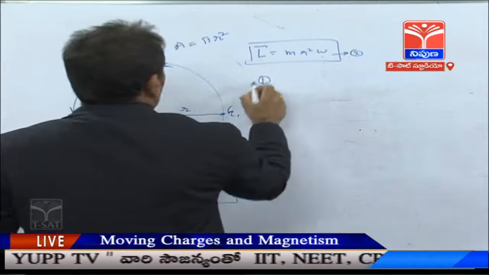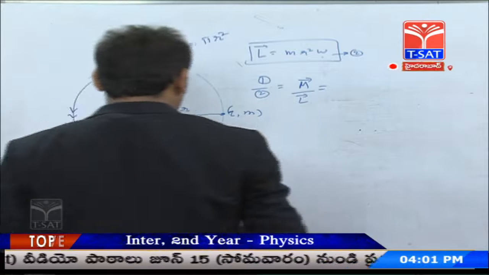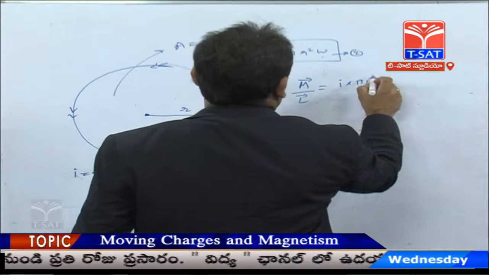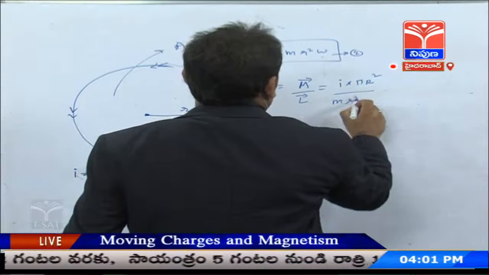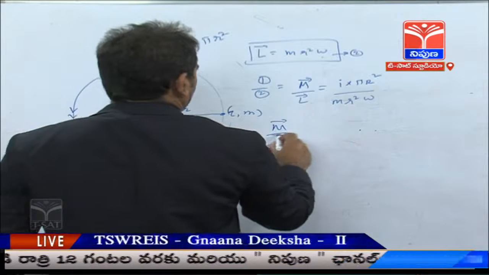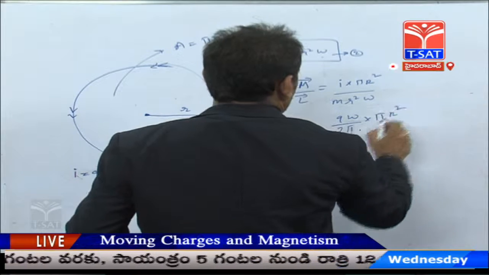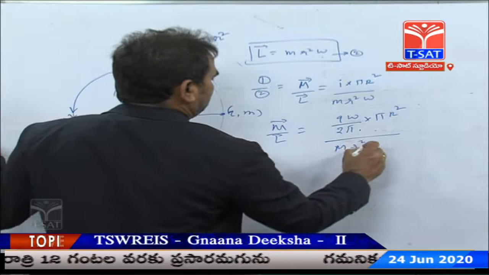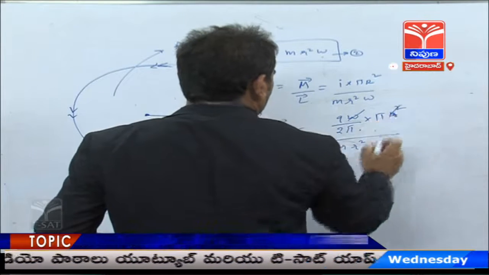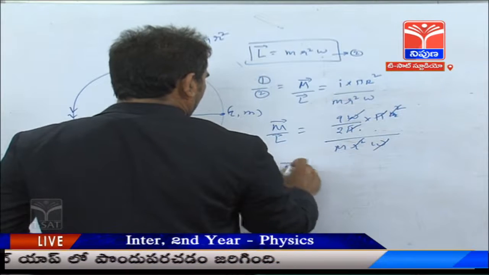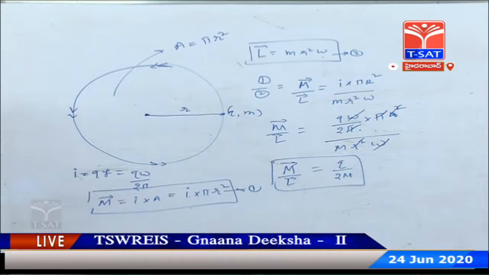So, 1 upon 2 gives m bar upon L bar equal to I into pi r square upon m r square omega. We already know the I value, I equal to q omega by 2 pi. So, q omega by 2 pi into pi r square upon m r square omega. What gets cancelled here? This r square and r square get cancelled, pi and pi also get cancelled. M upon L is equal to q upon 2m. This is the relation between the magnetic moment and angular momentum.